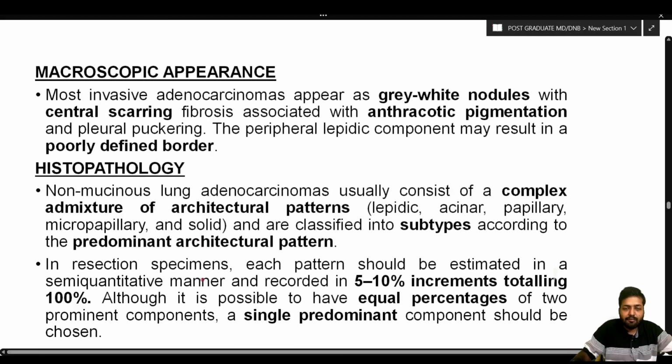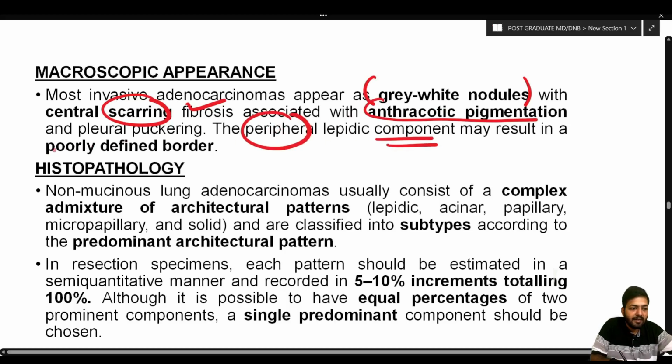Now, macroscopically, if you look at lung adenocarcinoma, most invasive adenocarcinomas appear as gray-white nodules with central scarring and fibrosis associated with anthracotic pigmentation and pleural thickening. The peripheral lepidic component may result in a poorly defined border.